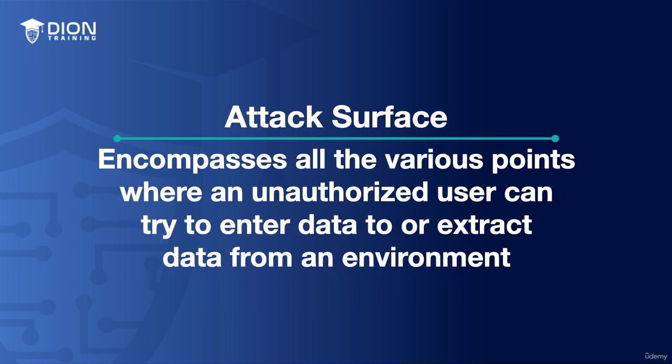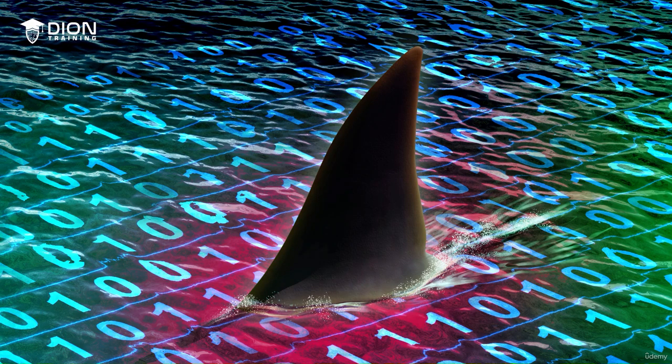The attack surface of a system or network, on the other hand, encompasses all the various points where an unauthorized user can try to enter data or extract data from the environment. Basically, this attack surface represents the sum of all potential vulnerabilities and entry points that an attacker could exploit. I like to think of the threat vector as the how of an attack, whereas the attack surface is the where of the attack.